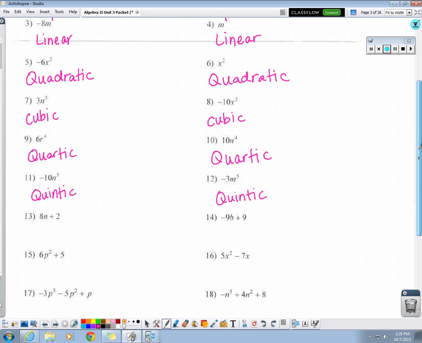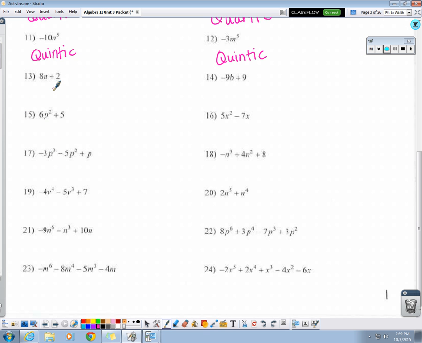Alright, number 13. 8n plus 2. This time we have more than one term. We have 8n and we have the 2. What exponents do we have? Right, this n is raised to the first power. This 2 is a constant. So what's your highest exponent in this polynomial? 1. So degree 1 polynomials are called linear.